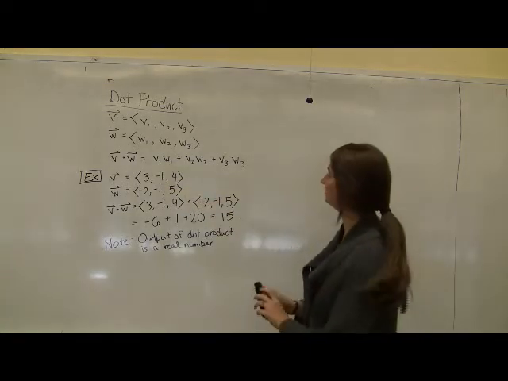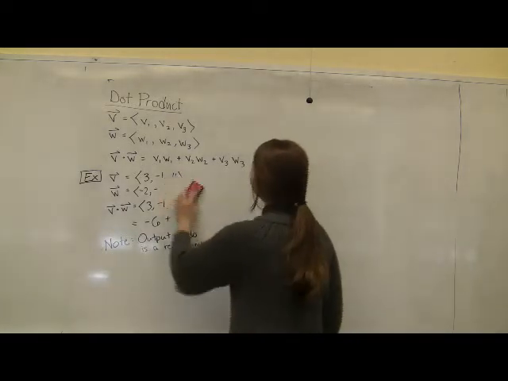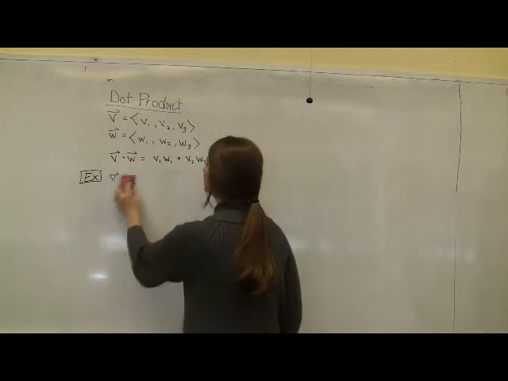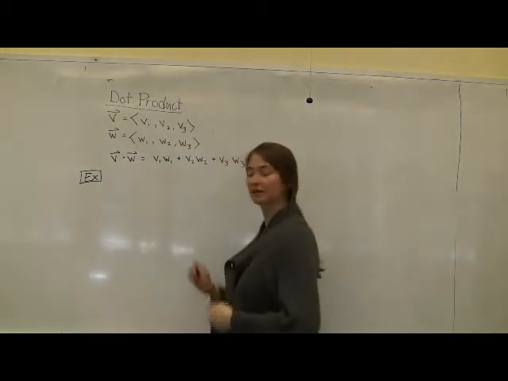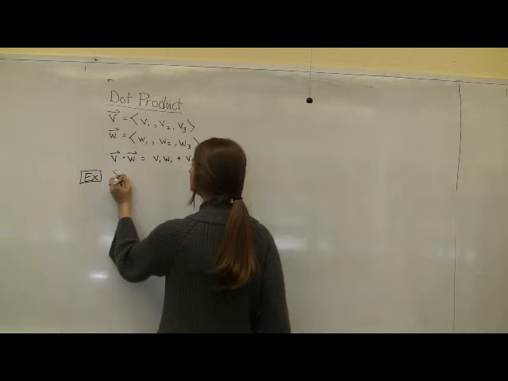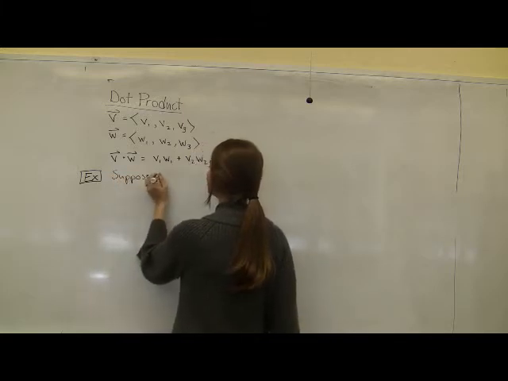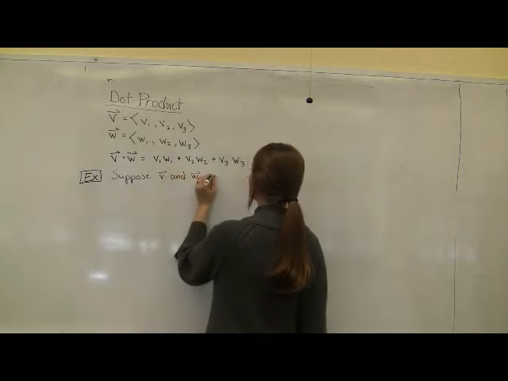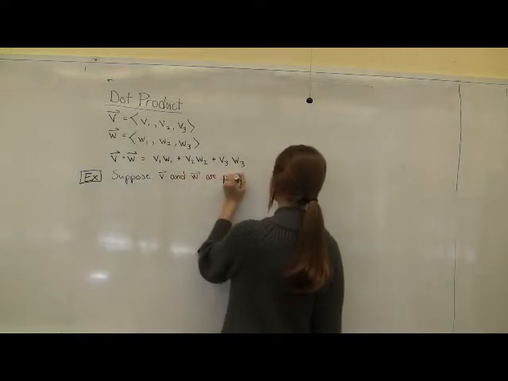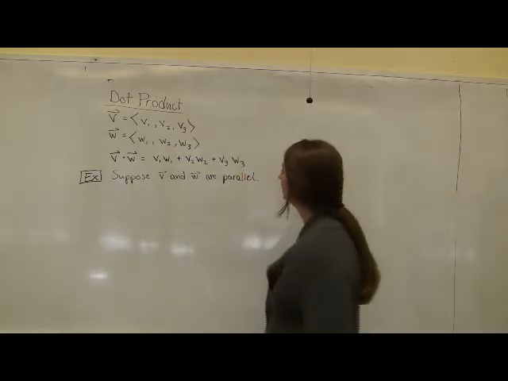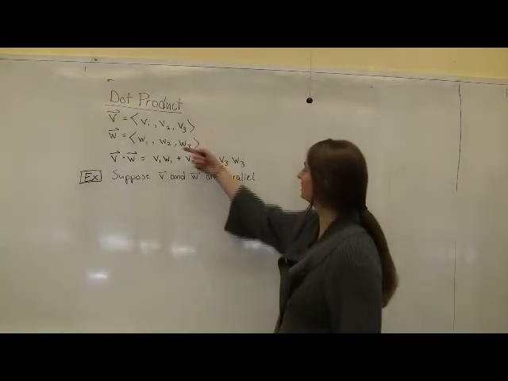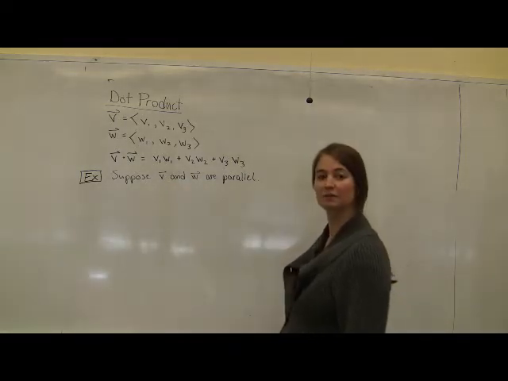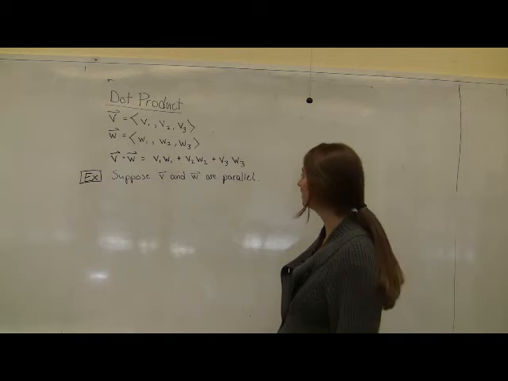Let's see another interesting application. Suppose that I have a vector v and a vector w that are parallel to one another. I wonder what the dot product looks like in that case. So let's suppose v and w are parallel. I want to do this in generic land. So what does it mean for a vector v and a vector w to be parallel to one another? We talked about that last time.